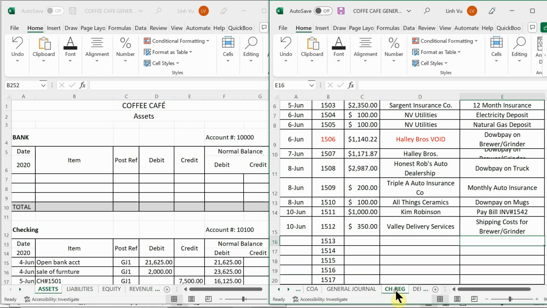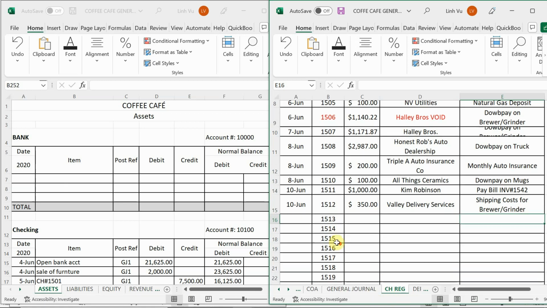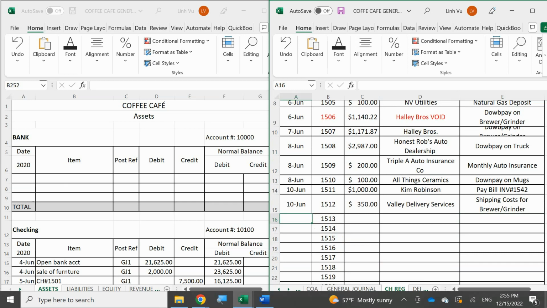Freightline. So check register, we're going to be cutting check number 1513. So 612 for $32.50. Wait, $62. Oh, I have no idea. All right, $62.50 to Freightline once again. Sorry, not Valley Delivery Services.